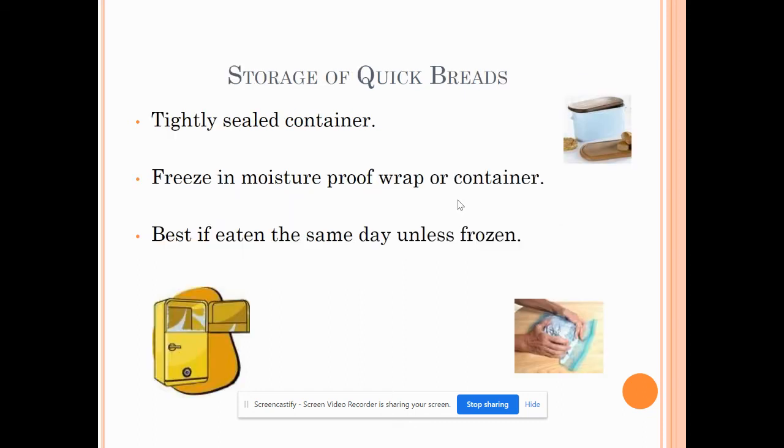Storing your quick breads. To preserve freshness, you want to make sure that they're stored in a tightly sealed container. You also can freeze them to preserve the moisture, and that could be done in plastic wrap or in an airtight container. Lastly, all breads are best if they are eaten within the same day unless you plan on freezing them.